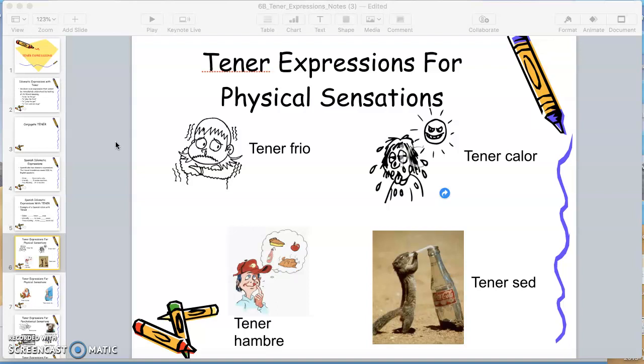So, but let's continue. So, tener frío, this person right here, he's having his arms on his shoulders and he looks like he's shaking, so he's what? Cold. So, tener frío means to have cold, literally, to have cold. But we would translate it if we were to use it into English as what? He's cold. She is cold. Are you cold? Well, is it cold?